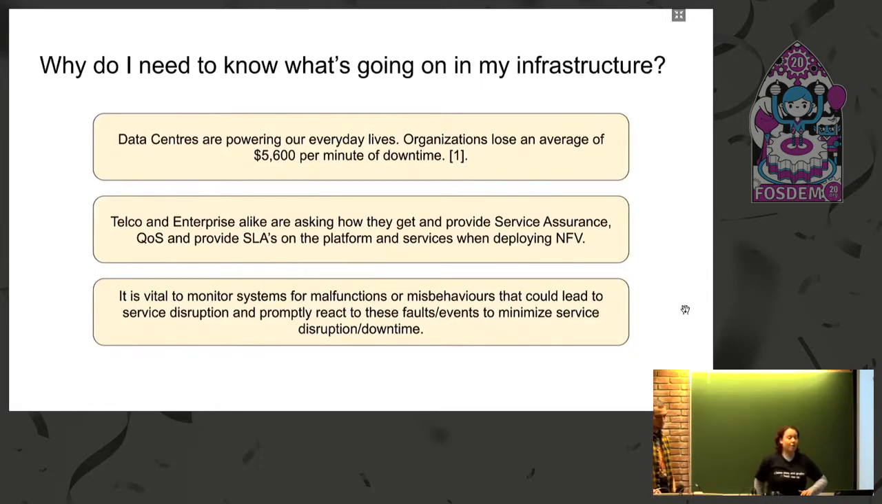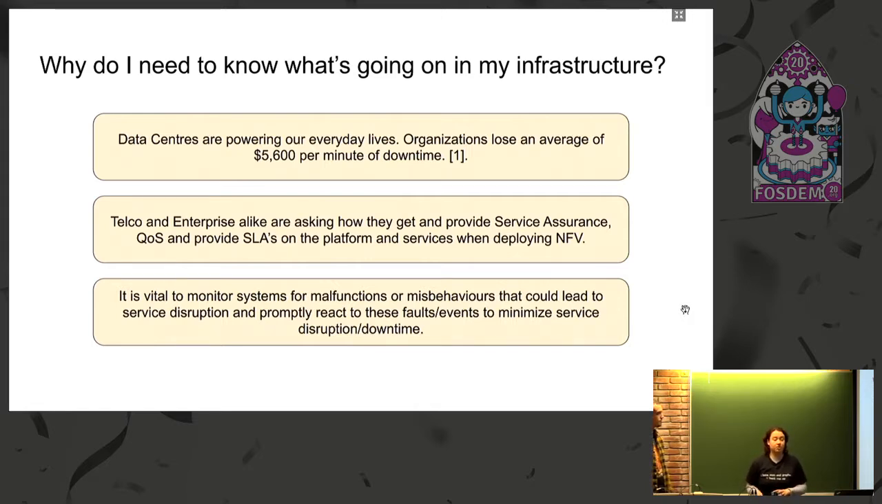So why do I need to know what's going on in my infrastructure? Well, as telcos and enterprises move towards a cloud-based IT infrastructure, they start moving their workloads from fixed-function network appliances to commodity hardware in order to reduce costs. But as they move to general-purpose hardware, they become more and more reliant on the data center, and they become more vulnerable to the costs associated with data center downtime.